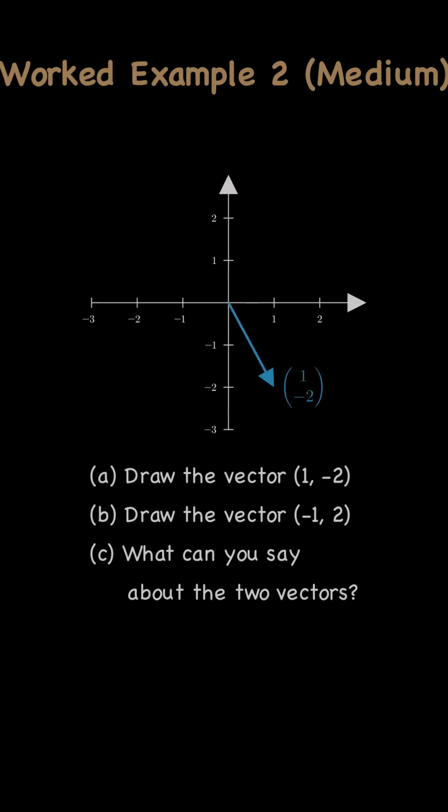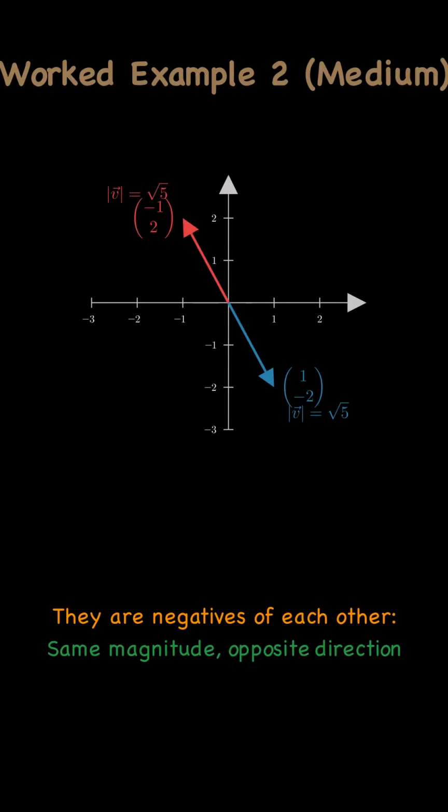Worked example 2. Part A, from the origin, go 1 right and 2 down. That gives us the vector 1, negative 2 in blue. Part B, from the origin, go 1 left and 2 up. That gives us negative 1, 2 in red. Part C, they are negatives of each other. Same magnitude, square root of 5, but opposite directions.